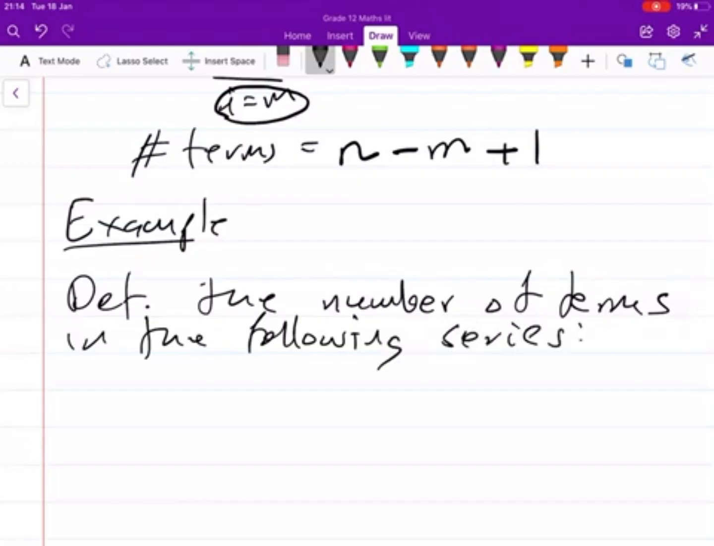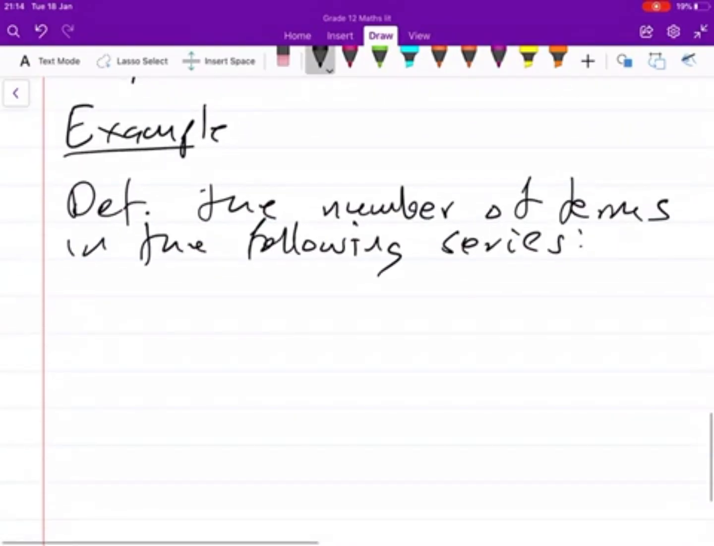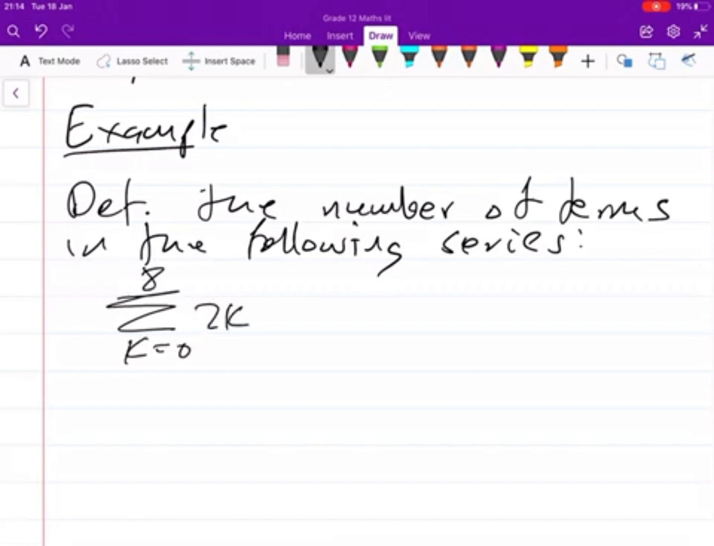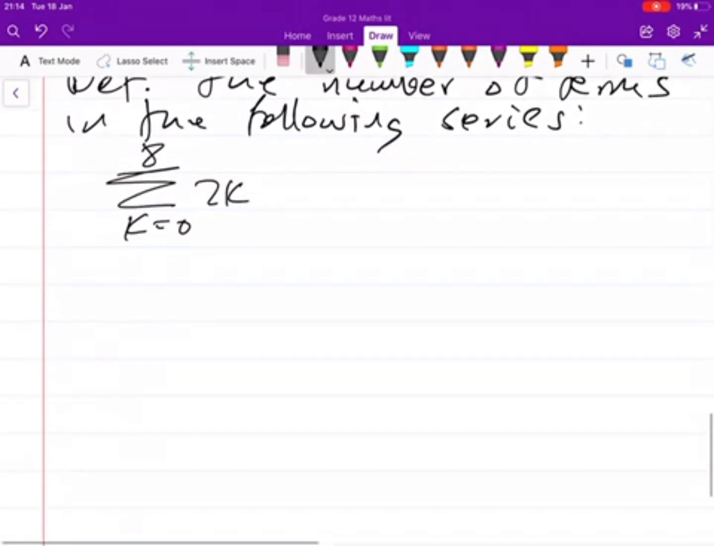Now this series, you don't have to write it from scratch like you would write a sum. So let's say you have the sum of 8, k equals 0 and 2k. You don't have to write it as 1, 2, 3, 4, 5 all the way to 8. No, what I want you to do is use the formula.